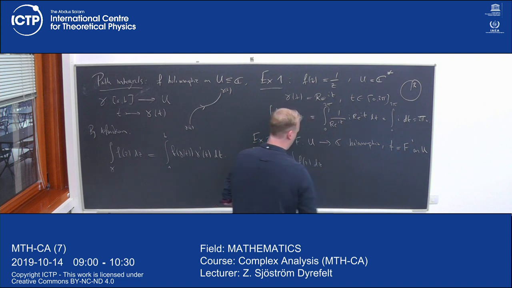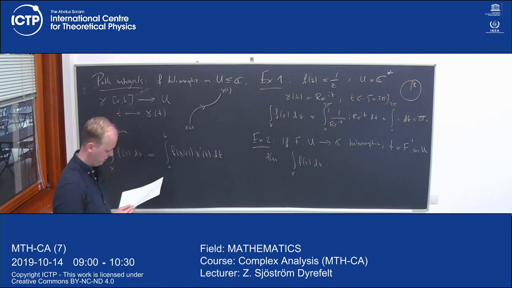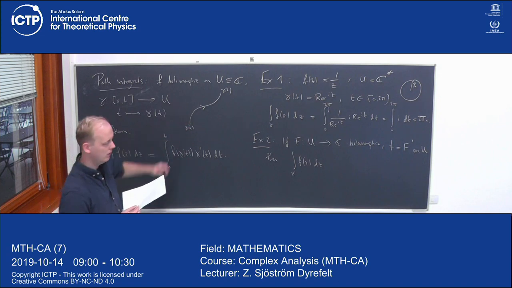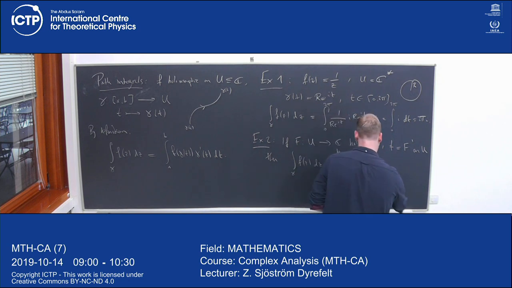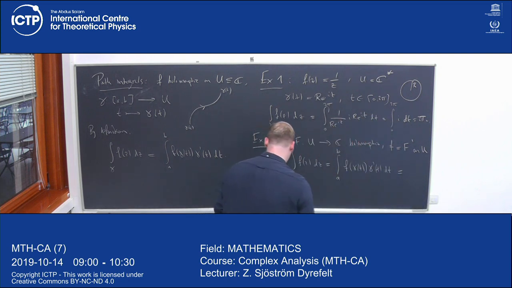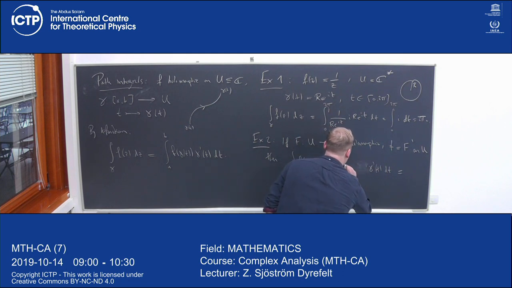gamma is now any, well, it's any path, actually. So gamma is this now, okay? So gamma is this. Then this thing is the integral from a to b of F prime of gamma of t times gamma prime of t dt, which is equal to what? Okay, so this is equal to, so first, if we want, I can rewrite this as F prime of gamma of t, I write it like this, okay?